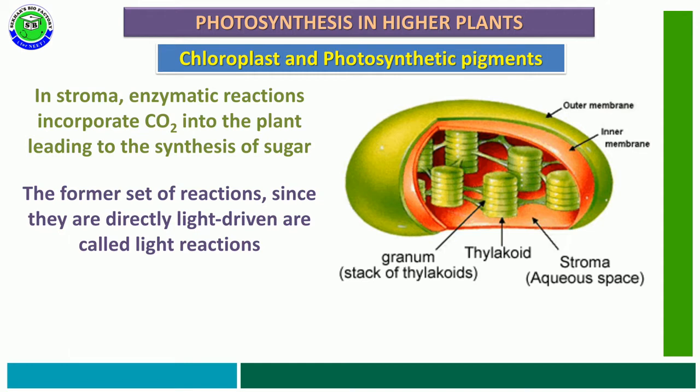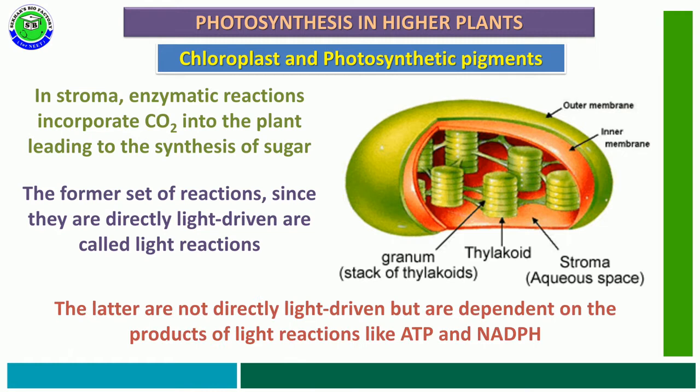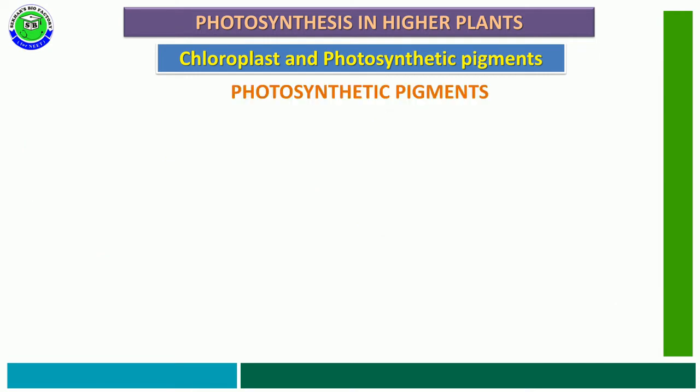In this, the former set of reactions which occur directly by the involvement of light energy are called light reactions, and some of the reactions of photosynthesis which do not depend directly on light energy but are dependent on products of light reaction like ATP and NADPH are called dark reactions. So light reactions are carried out by the membrane system of the thylakoid. Dark reactions are carried out by the stroma of the chloroplast.